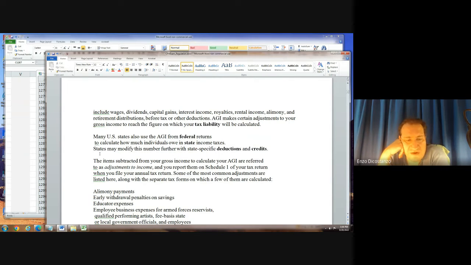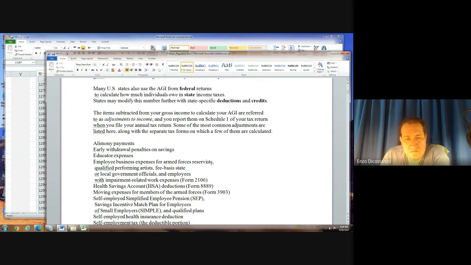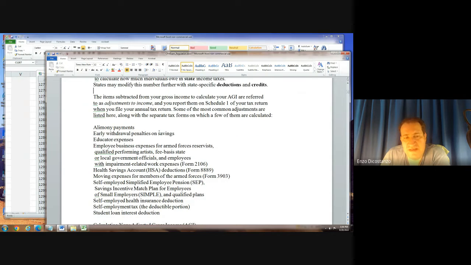When you file your annual tax return, some of the most common adjustments are listed here with some of the separate tax forms in which a few of them are calculated. Alimony payments, educator expenses, employee business expenses for armed forces reservists, qualified performing artists, fee-based state or local government officials and employees with impairment-related work expenses. Wow, that's a lot. So that's Form 2106.